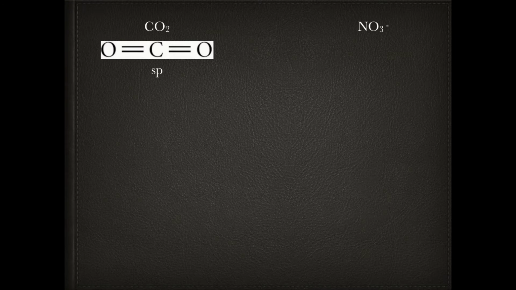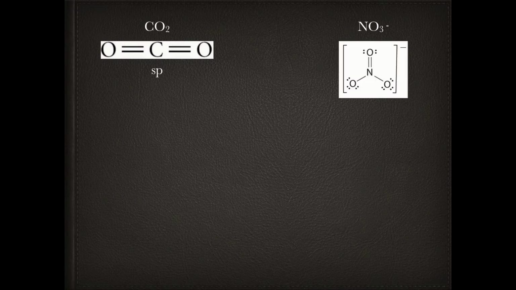sp. If I have NO3 minus, when I draw this out, I only drew one version of this. Remember that for nitrate, this is an example of resonance, so I should have drawn out 2 more of these. But notice if I'm going to count the total number of electron domains, I have a total of 3. 1 for the single bond, another one for the other single bond, and then 1 for the double bond. So since I have 3 electron domains, my hybridization is going to be sp2.